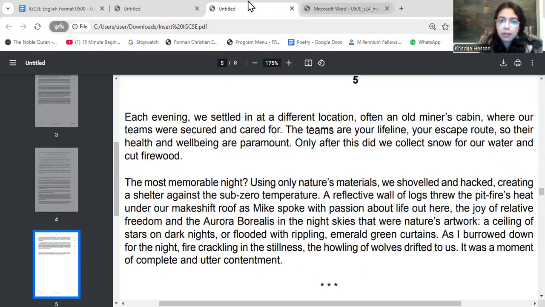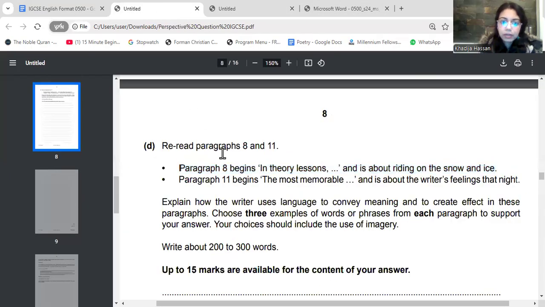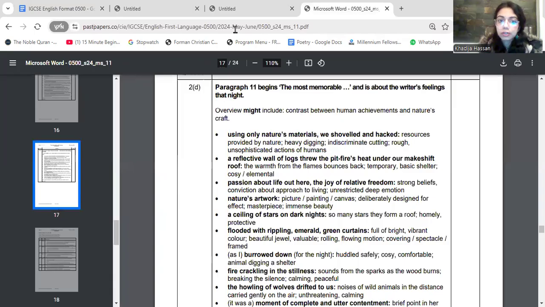Okay, so now coming back to our question, right? So again, we have to pick out phrases from paragraph 8 and paragraph 11 that meet three conditions: have explicit meaning, have implicit meaning, and have some sort of imagery as well, right? And then we have to explain how the writer uses language to convey meaning and to create effect in these paragraphs. Three examples of words or phrases from each paragraph. So I've already written the response, so I'll share that with you guys.